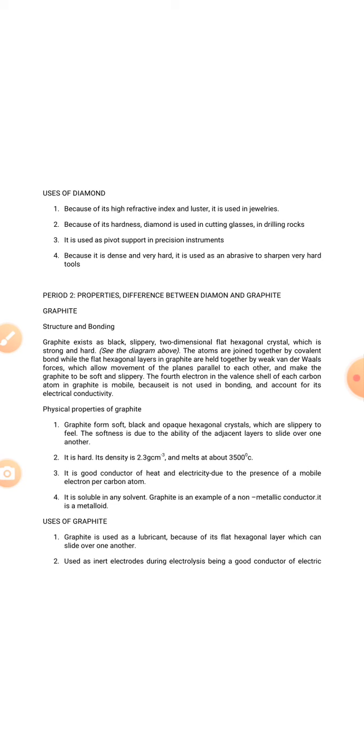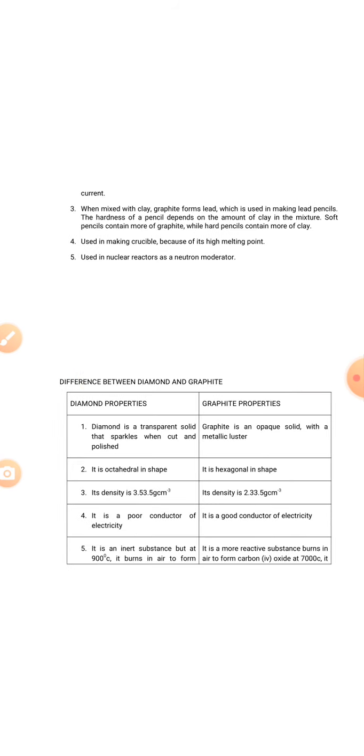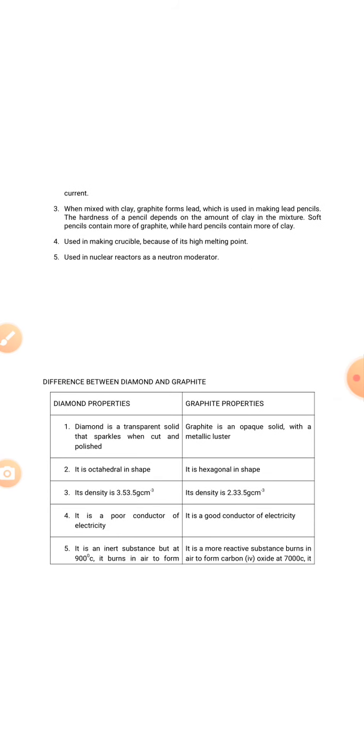And then uses of graphite. Graphite, like I mentioned before, is used as lubricant because its flat hexagonal layers can slide over one another. Number 2, it is used as inert electrode during electrolysis. When you get to SS2, you understand that. Number 3, when mixed with clay, yes, you need to understand this, graphite is used in making pencil.